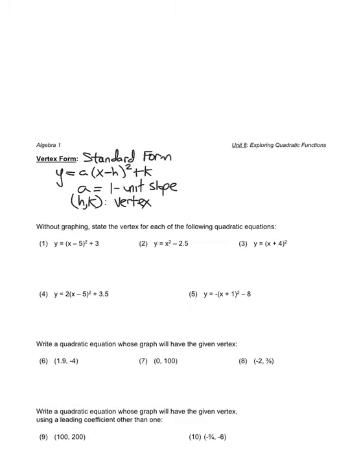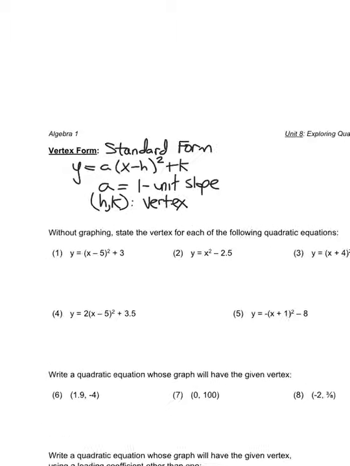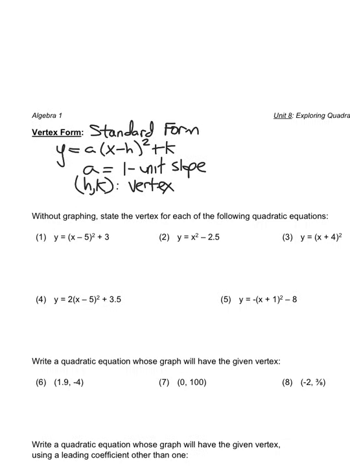The questions that follow really just ask you to make a statement of what the vertices would be. That shouldn't be bad, because in each one of these cases you're just making a statement. Once your equation is in standard form, and some of them already are, you're just stating what the h and k values would be. So in the first one it should be 5, 3. The second one, there's that understood minus 0 here, so 0, negative 2.5.